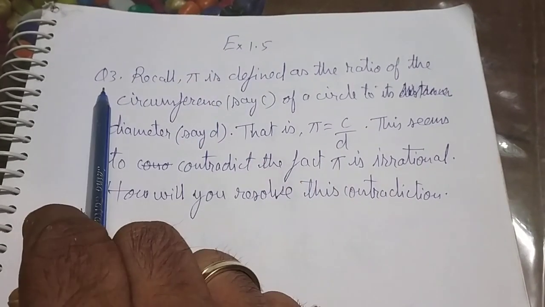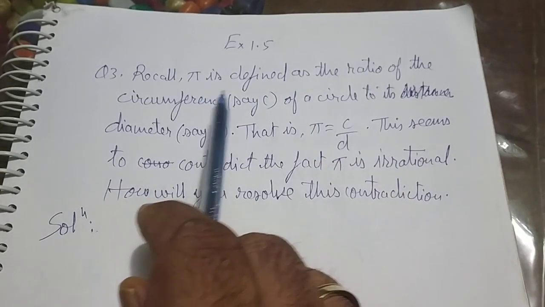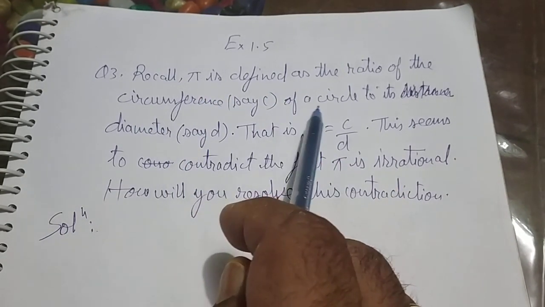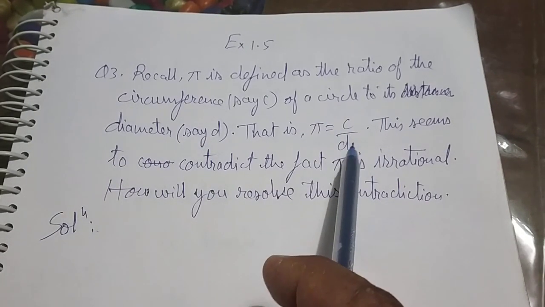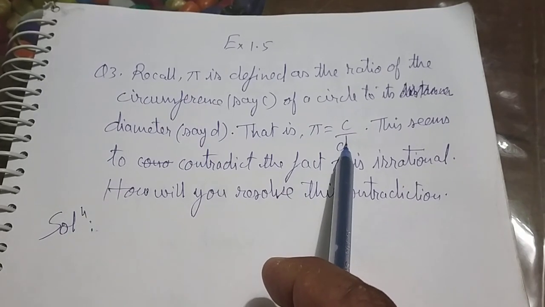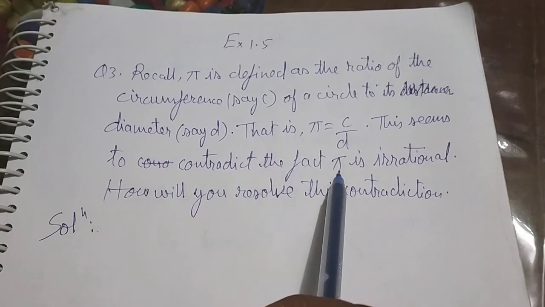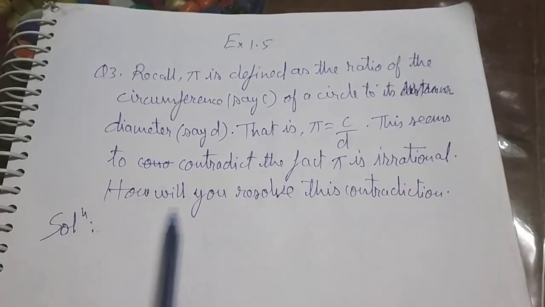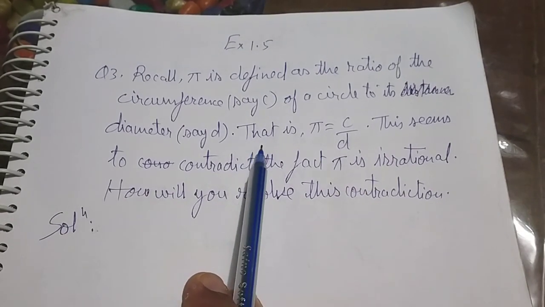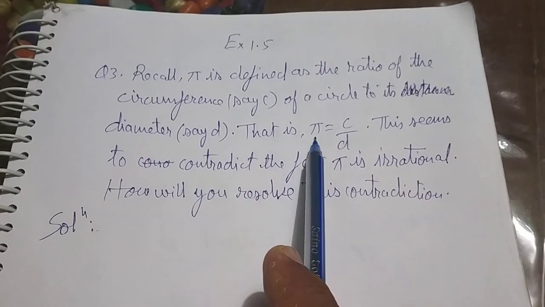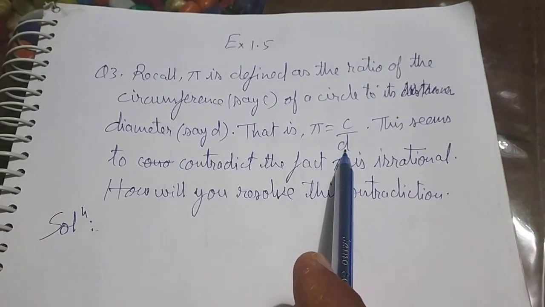Exercise 1.5 question 3. Recall, pi is defined as the ratio of the circumference, say C, of a circle to its diameter, say D. That is, pi is equal to circumference upon diameter of any circle. This seems to contradict the fact that pi is irrational. How will you resolve this contradiction? So first try to understand this question.